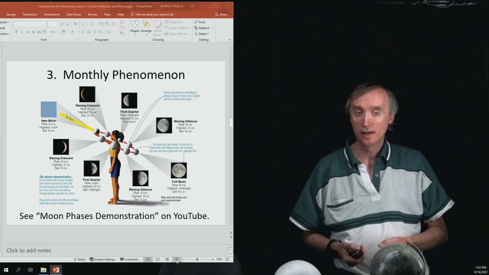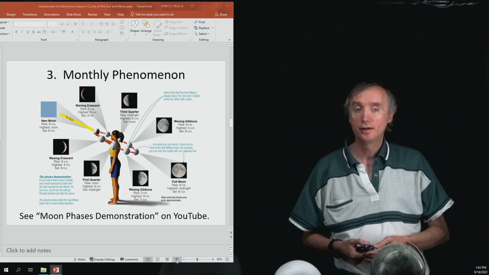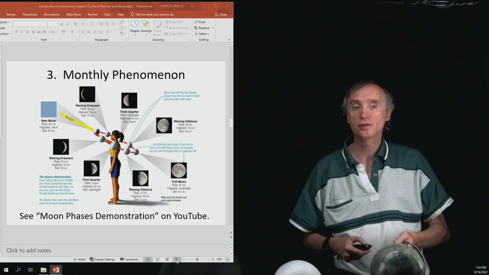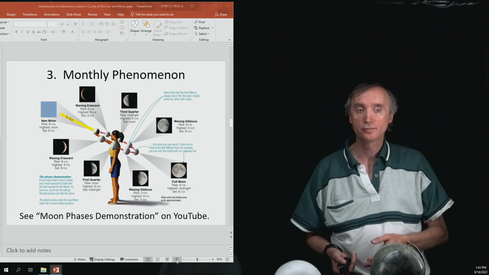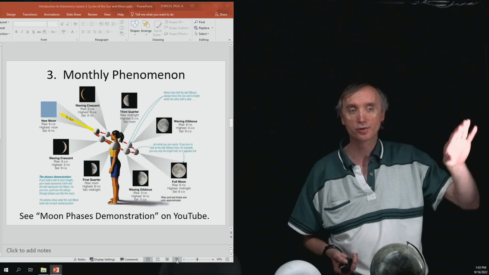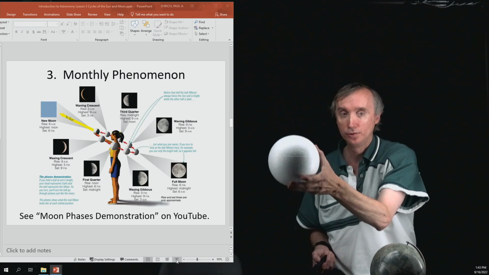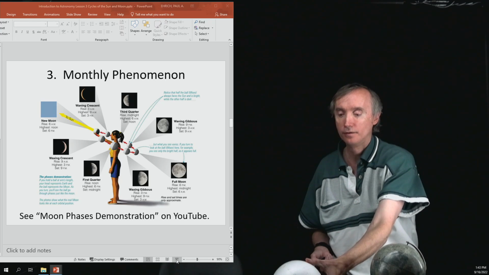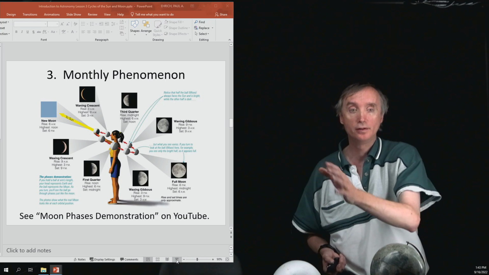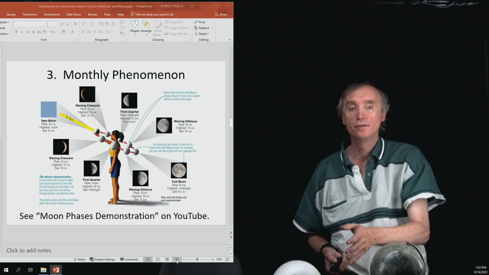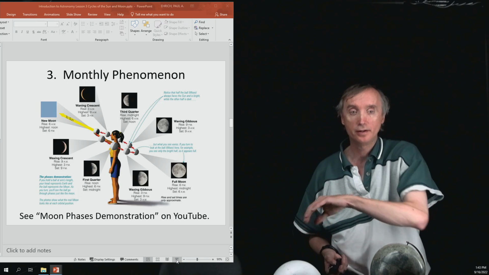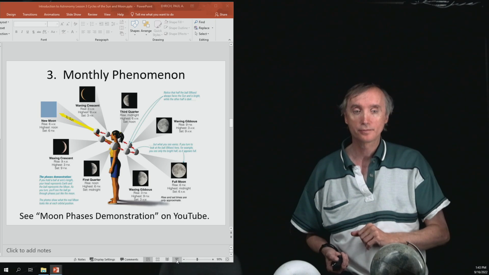Well, one thing is that the moon, half of the moon, is always lit up. So as the sun, we'll pretend that this is the sun over here, is shining on the moon, half of the moon is always going to be lit up, and then the side of the moon where the sun's not shining is always going to be dark.